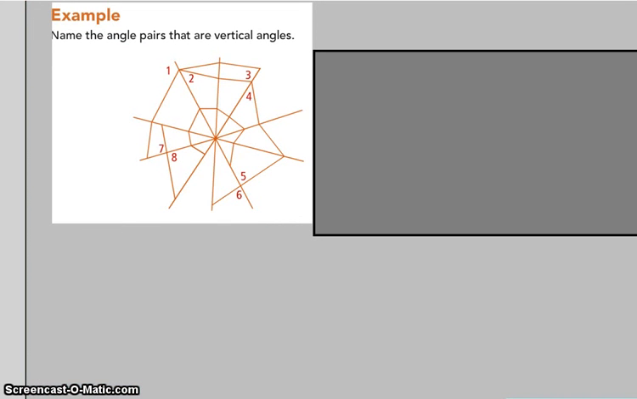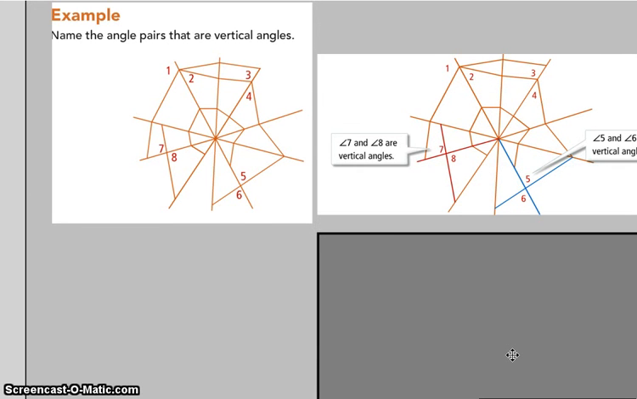Name the angle pairs that are vertical. Stop this for a minute, take a look at these and see what you come up with. Alright, there's actually only two pairs of vertical angles here. Angles 7 and 8 are vertical angles. They're formed by two intersecting lines. They face each other. Angles 5 and 6 are vertical angles, formed by two intersecting lines. They face each other.